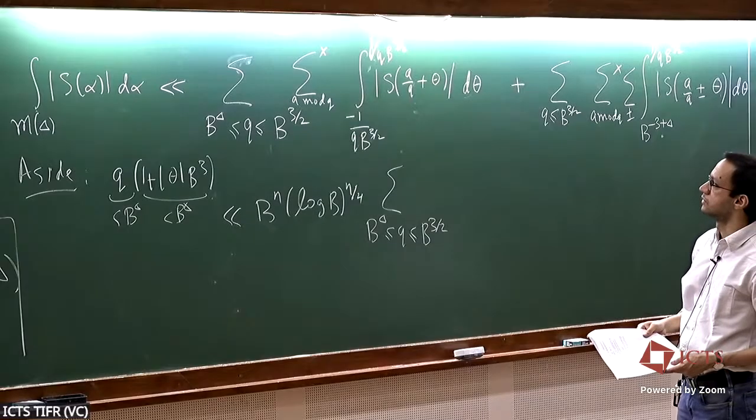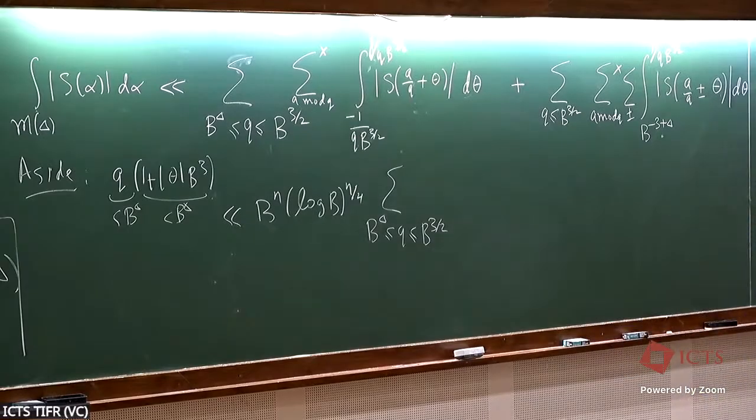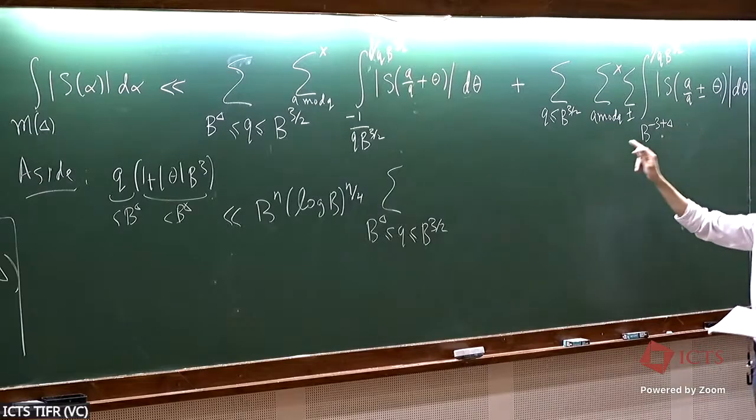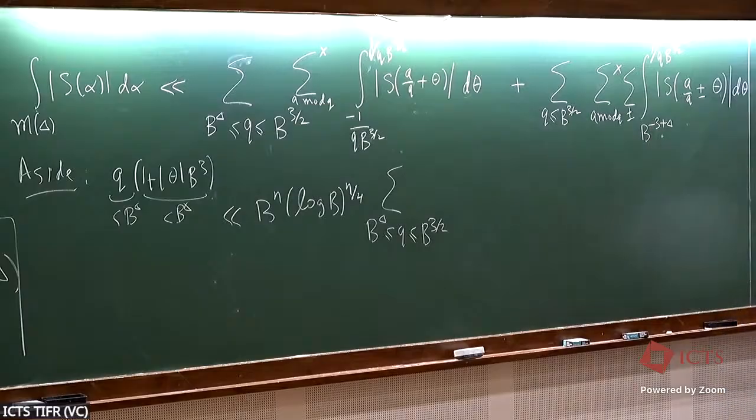Okay, so second, this sum. No, this is minor arcs. Q up to B to the delta is the... Are we okay? Yeah. It's fine. Yeah. Okay.